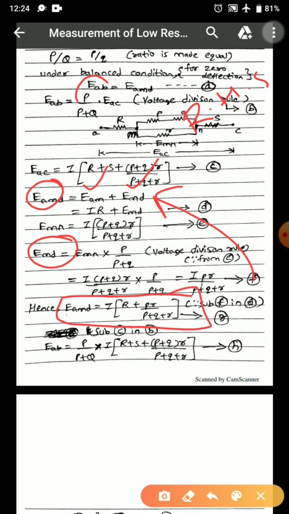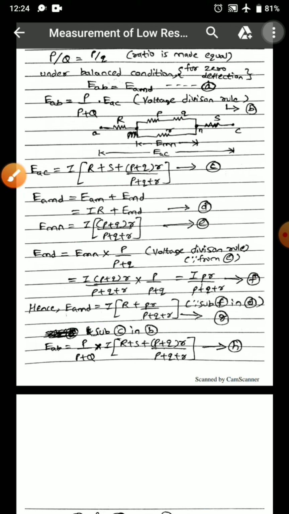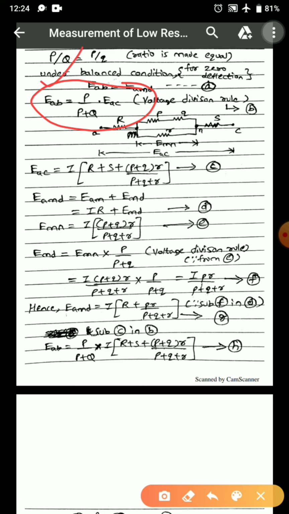Now I have to calculate the left hand side of my equation. I have done half the calculation for the left hand side previously. Now in here I can see I have to find the value of EAB. I have already found the value of EAC.